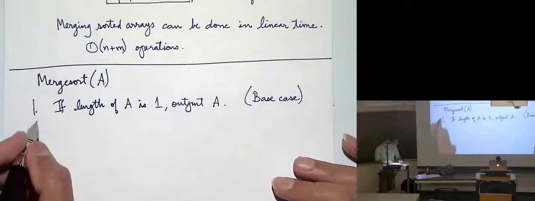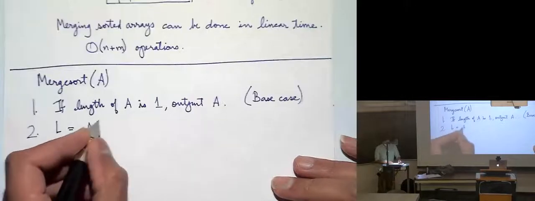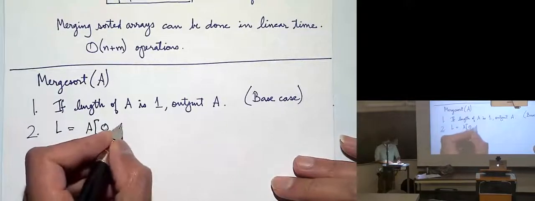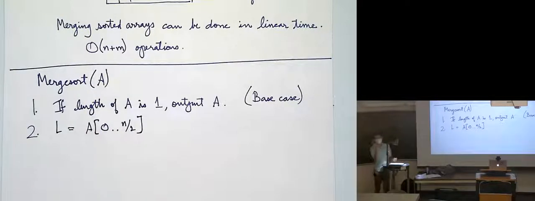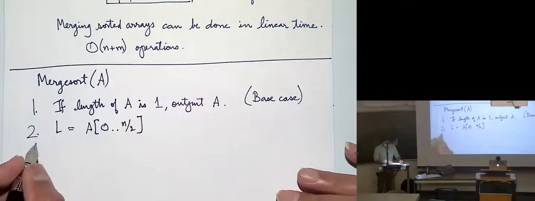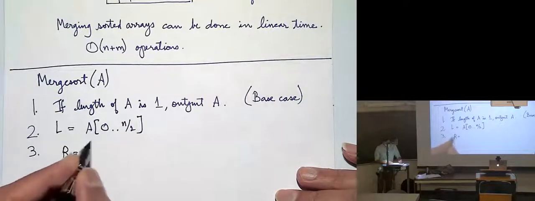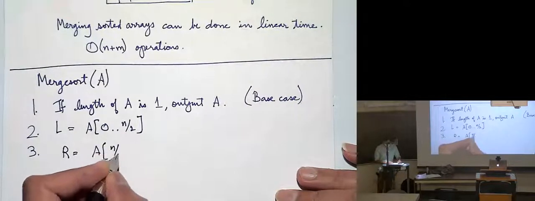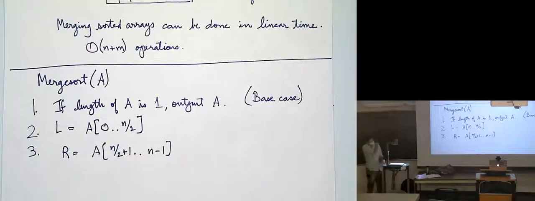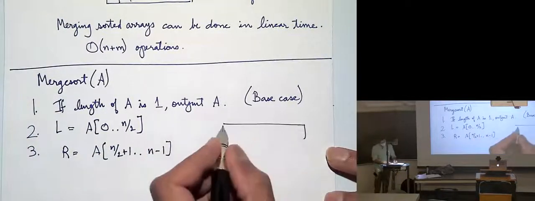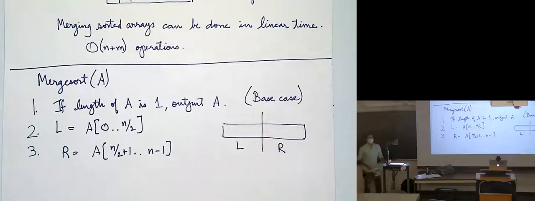Otherwise, we'll say that L is A going up to n over 2, floor, ceiling, whatever way of rounding it is, and R is equal to A going from n over 2 plus 1 to n minus 1, so everything else. So here is my array. I split in the middle. I have L and R.